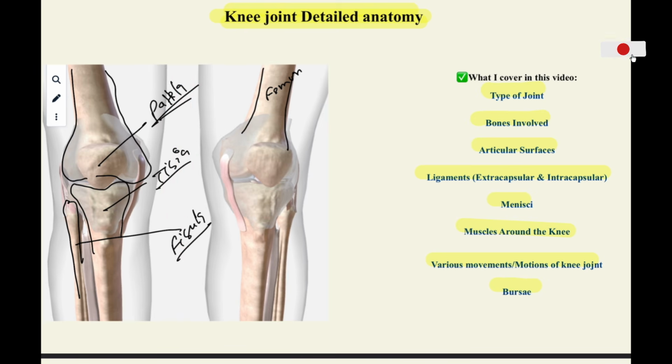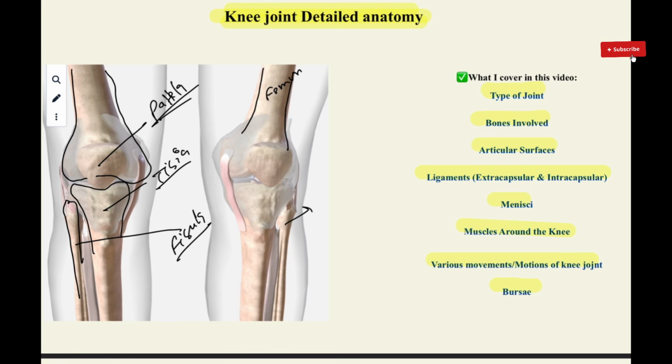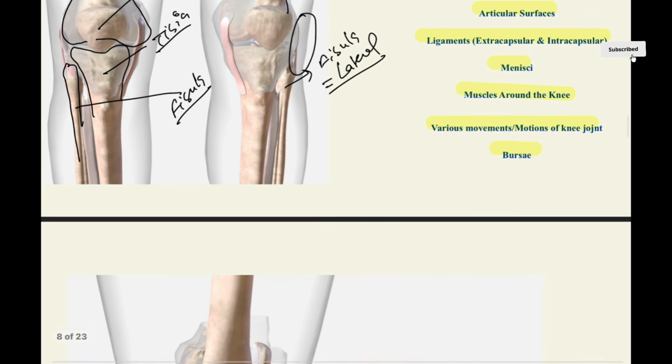If this is the midline of the body, then this will be the medial surface of the knee joint, and this will be the lateral surface of the knee joint. Why lateral? Because the fibula is always on the lateral side. So the fibula is always present on the lateral aspect of the knee joint. That is why this is your lateral side of the knee joint.